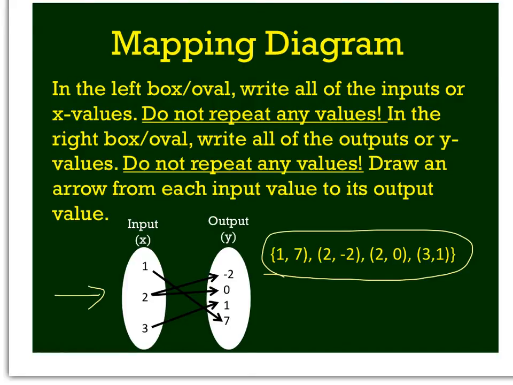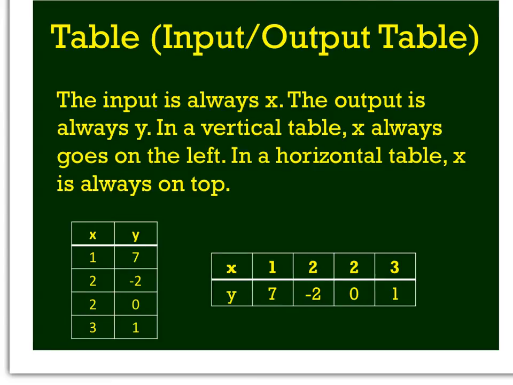We could have also used a table, which I'm going to show you. We could go from a table to a mapping diagram, or a table to ordered pairs, or any form of these to a graph. So I'm going to show you each one. Next, we're going to look at a table, or input-output table. So on a table, or an input-output table, the input is always X, and the output is always Y.